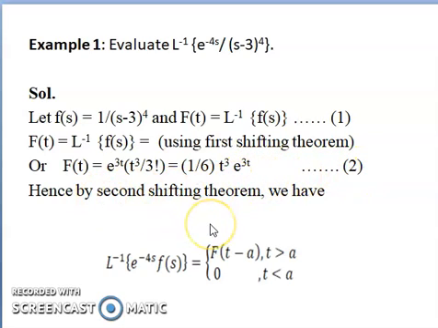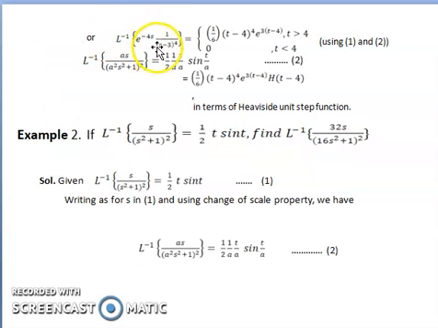Now by the second shifting theorem, L inverse of e to the power minus 4s into F(s) equals f(t minus a) when t is greater than a, and 0 when t is less than a. So L inverse of e to the power minus 4s into 1 by (s minus 3) to the power 4 can be written as 1 by 6 (t minus 4) to the power 4 e to the power 3(t minus 4) for t greater than 4, because here in place of a we have 4, and 0 when t is less than a, that means t is less than 4.